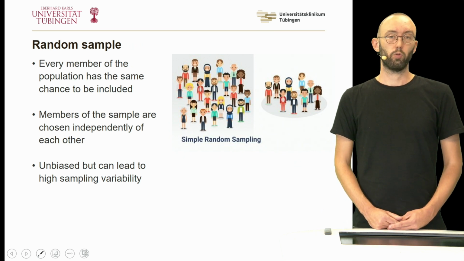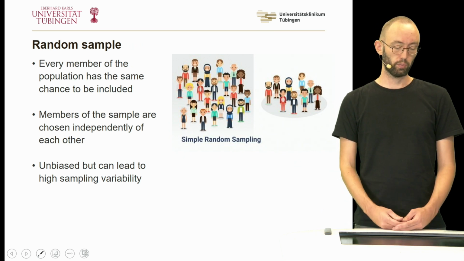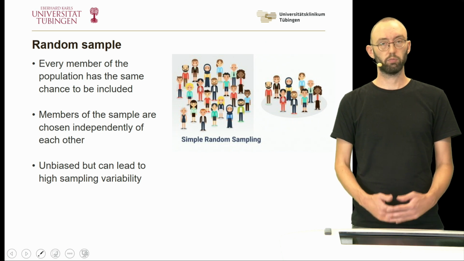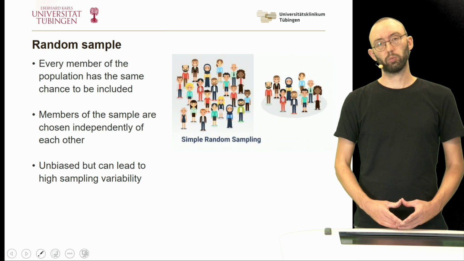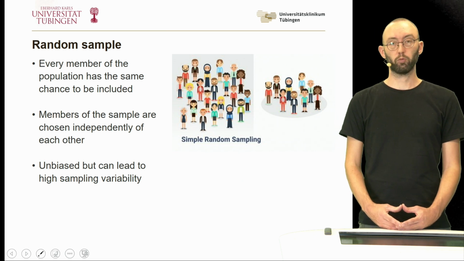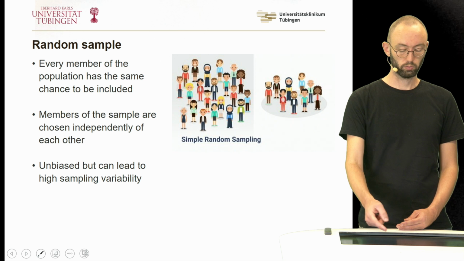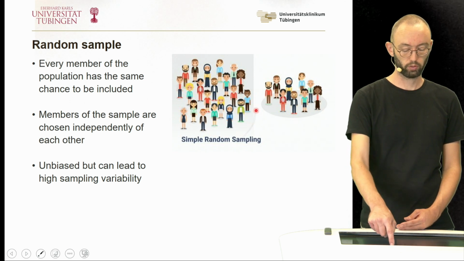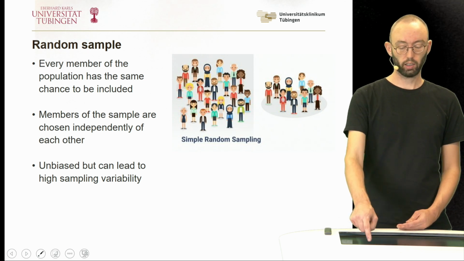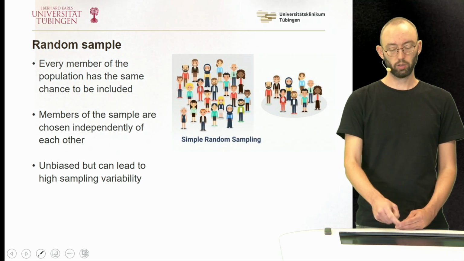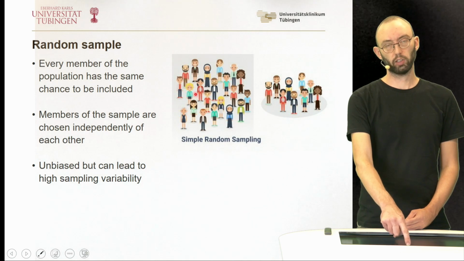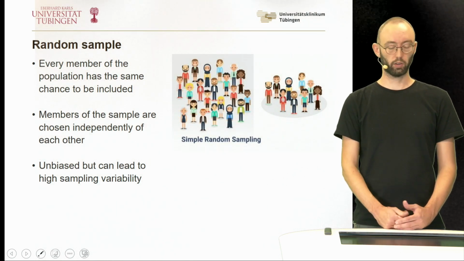Instead, we try to use random samples. Purely random samples are samples in which every member of the population has the same chance of being included. So this is an illustration. Here we have the entire population, and then we just by chance select a subset of them, and every single one of these a priori had the same chance of being included in the sample.